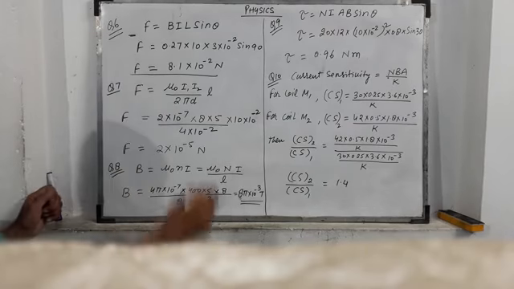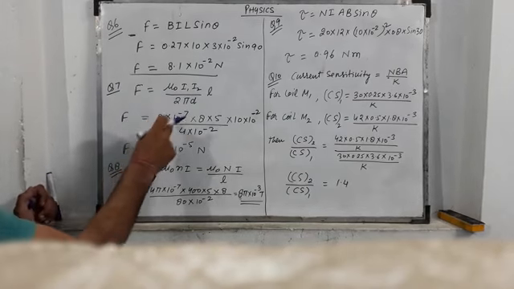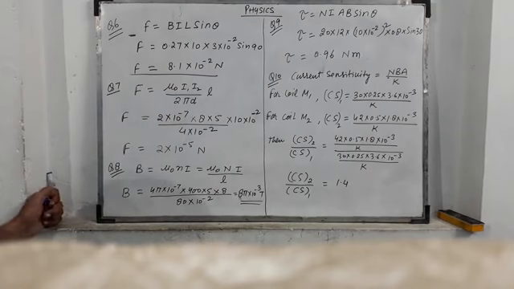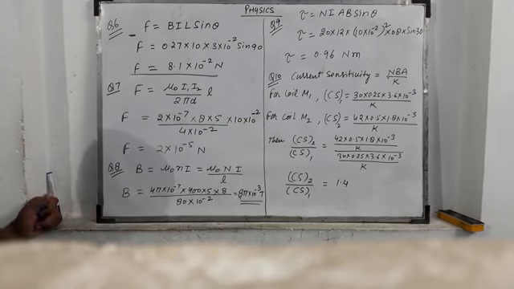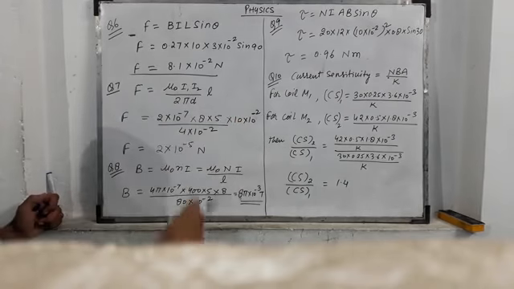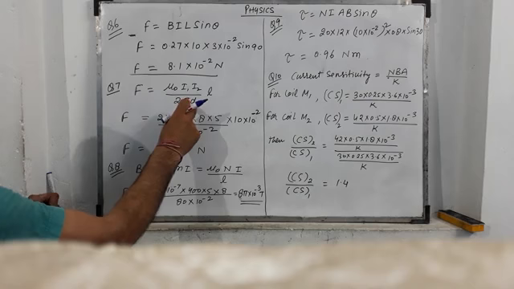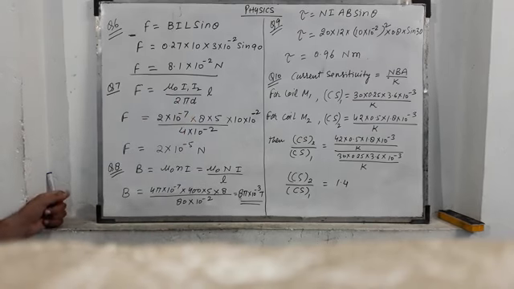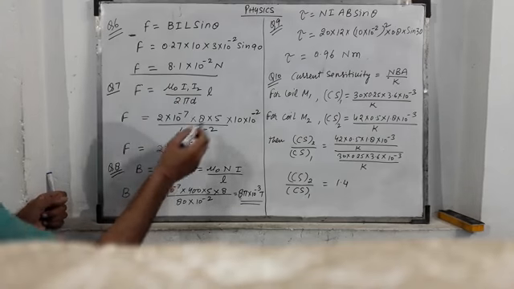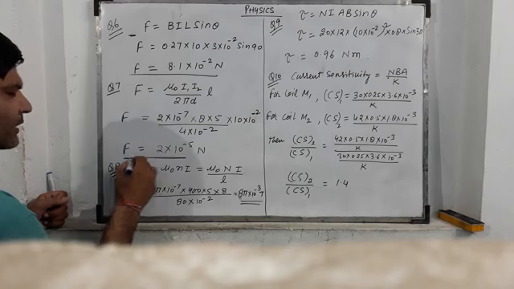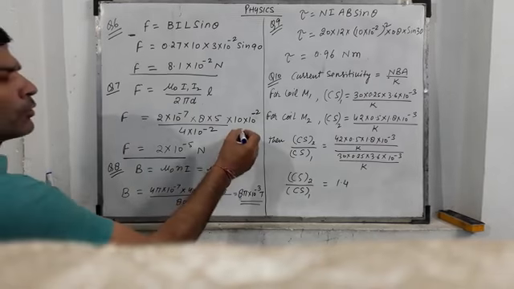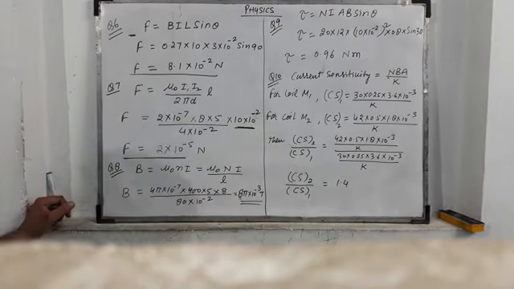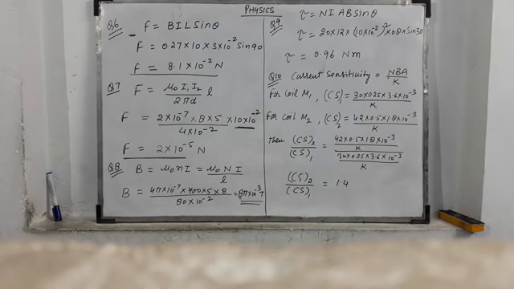Now by putting the value, mu naught upon 2 pi is 2 × 10^-7, and the currents are 8 and 5, length is 10 centimeter, so we convert into meter, and d is 4 × 10^-2 meter. By calculating this value, we get force 2 × 10^-5 Newton on a section of 10 centimeter. Okay. Now in question number 8.